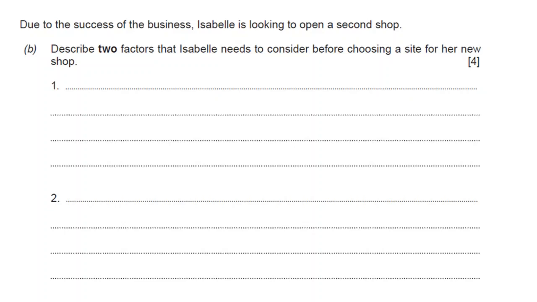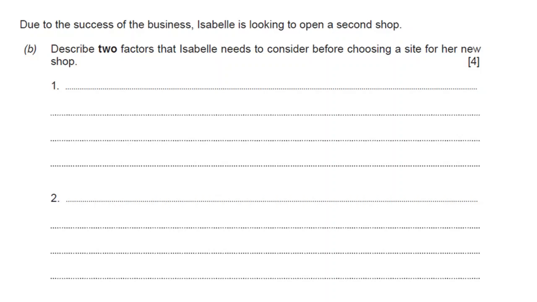And she, I think, specialises in wedding dresses and prom dresses and things like that. So you're going to need to think about it as a dress shop. That's the business. So when you're answering this question, think of that. Now it's 4 marks. You have to describe 2 factors. So you need to be talking about using that, and what effect that's going to have on the business.